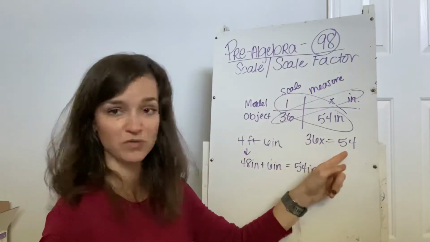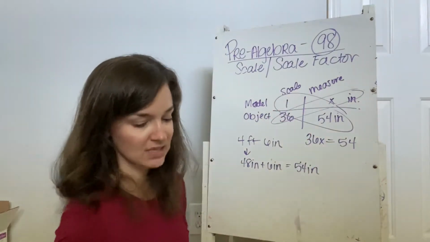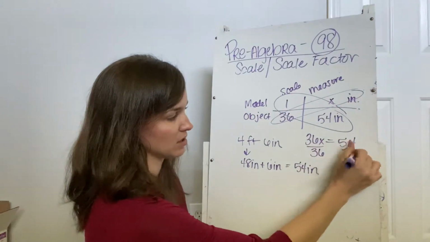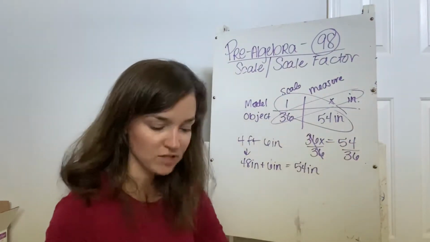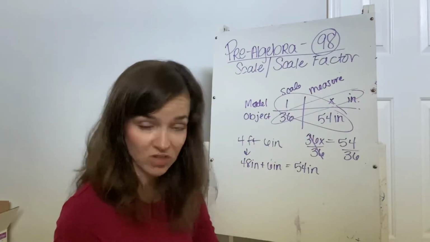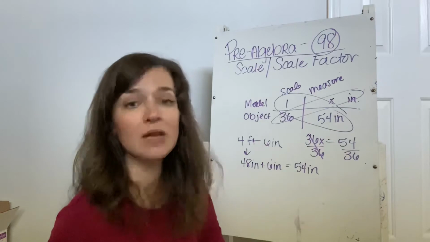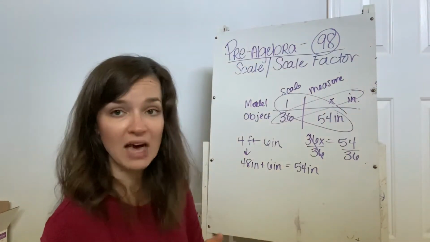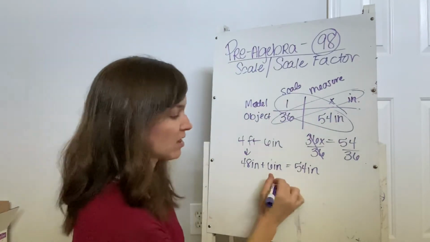1 times 54 is 54. I want to get x by itself and figure out what that is, so I've got to divide by 36. 54 cannot be divided evenly by 36. It can, however, be reduced, and it can be turned into a mixed number. So there are a couple different ways to do that. I think most of you prefer the division method like we talked about last week.